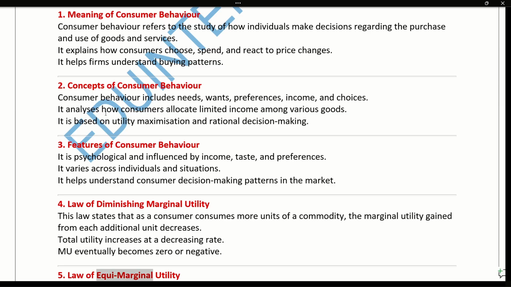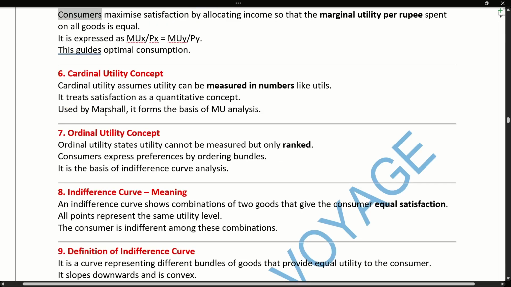5. Law of Equi-Marginal Utility. Consumers maximize satisfaction by allocating income so that the marginal utility per rupee spent on all goods is equal. It is expressed as MUx/Px = MUy/Py. This guides optimal consumption.